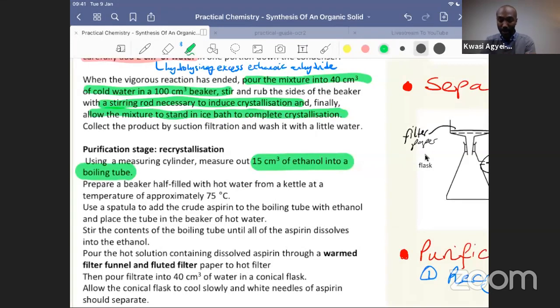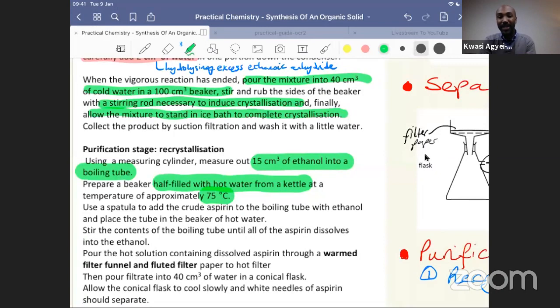And you're going to prepare a beaker half filled with hot water from a kettle at a temperature of approximately 75 degrees Celsius. So note the temperature being used, and note that we're not using a naked flame to warm our ethanol. Ethanol is of course very flammable, and so you want to use a hot water bath to raise the temperature of our ethanol. Okay, so we're using half-filled hot water from the kettle to about 75 degrees C, and then you're going to add your crude aspirin, your solid, to your solvent, to your hot ethanol.